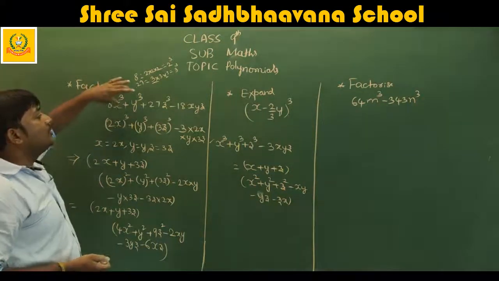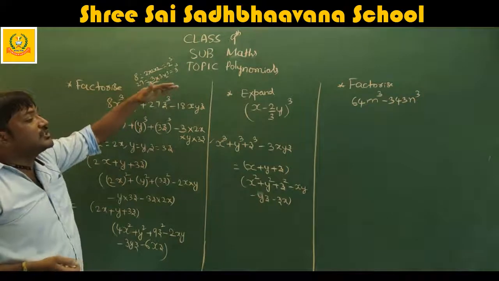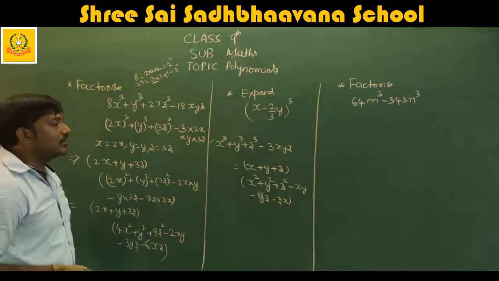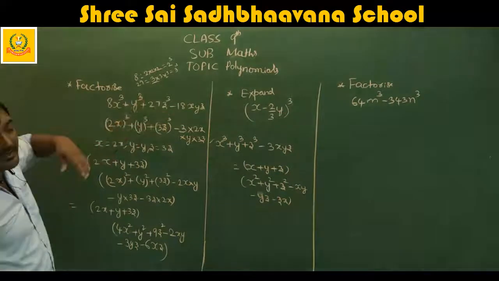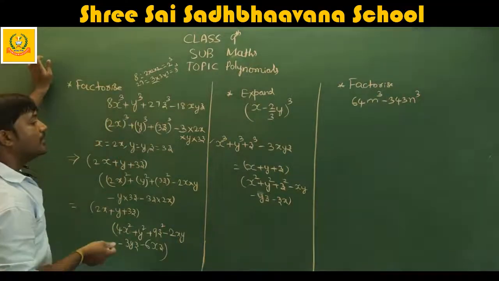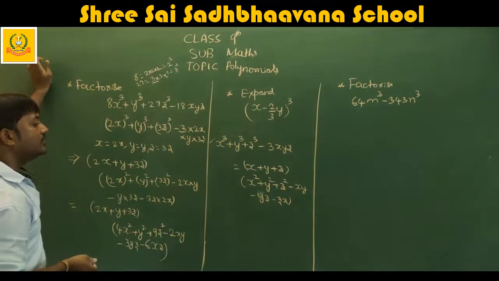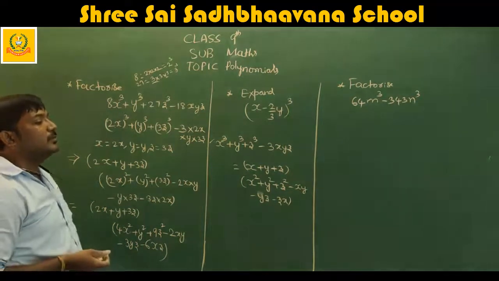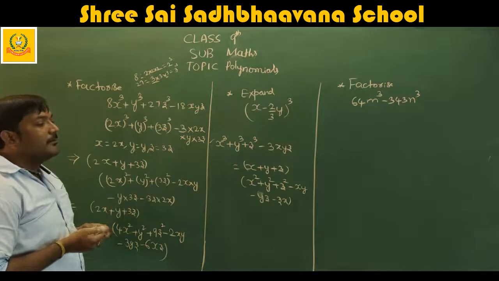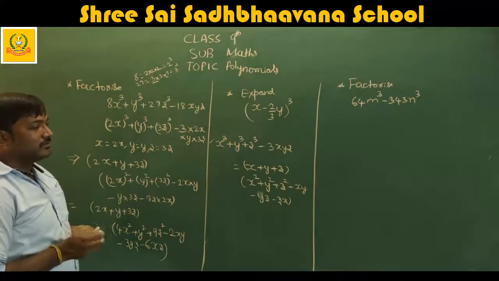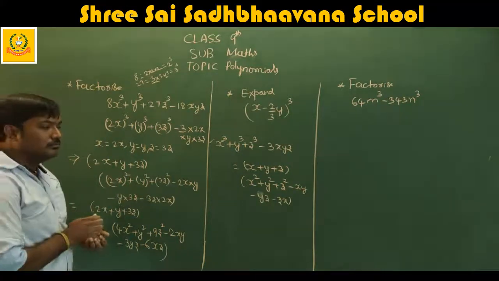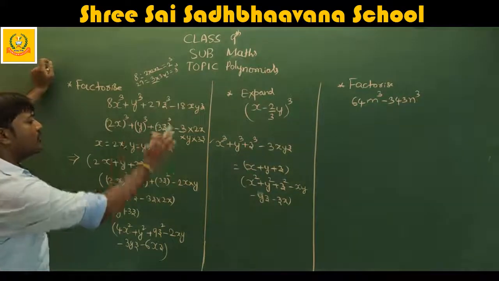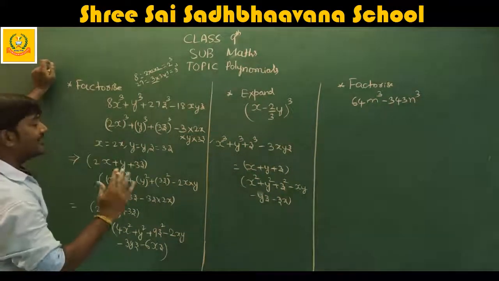And whenever you look at this polynomial, you have to check which identity it resembles. So obviously this is equal to that identity. What is that? x cube plus y cube plus z cube minus 3xyz is equal to x plus y plus z into x square plus y square plus z square minus xy minus yz minus zx. Correct. So now, first, we have to convert it into that type.